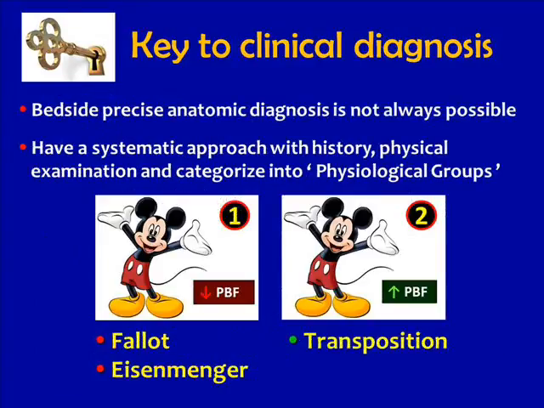Another key to clinical diagnosis. Bedside precise anatomic diagnosis is not always possible. Have a systematic approach with history, physical examination and categorized into pathophysiological groups. Overall approach is that there are three main pathophysiologies in cyanotic congenital heart disease. 1. Fallot's physiology. 2. Eisenmenger physiology, both of which are associated with decreased pulmonary blood flow. And last but not the least, third, transposition physiology associated with increased pulmonary blood flow.